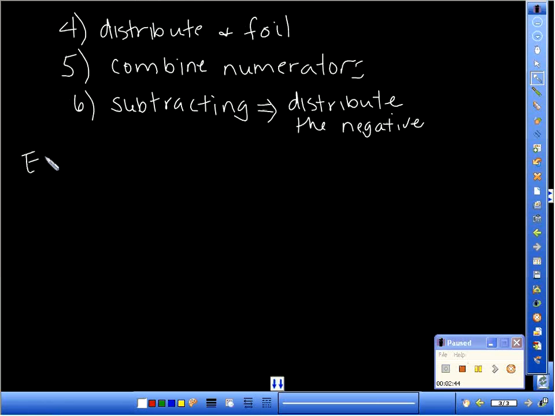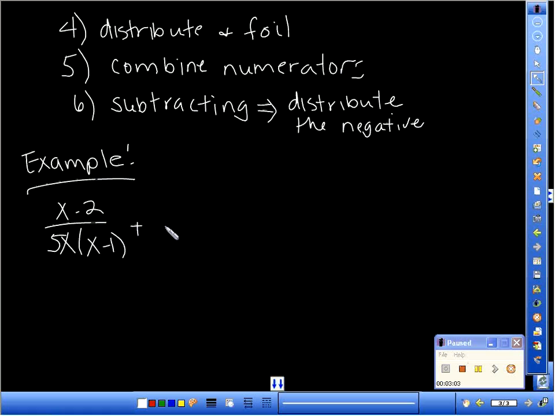Okay, so here's our example. x minus 2 divided by 5x times x minus 1, plus 1 over x minus 1, minus 3x plus 2 over x squared plus 4x minus 5.